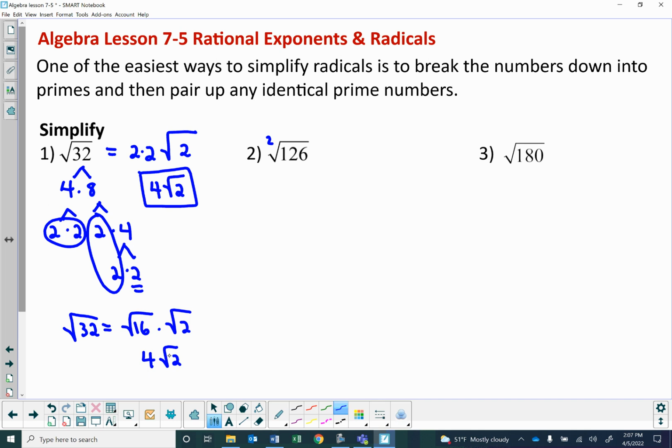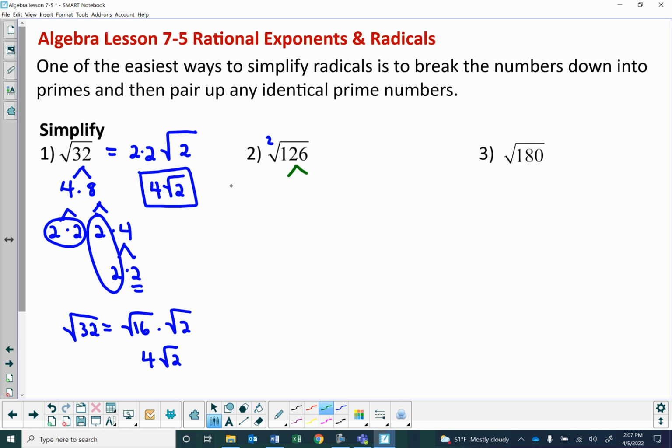Some people will figure it out much better the way I did it the second way, and some people figure it out much better the way I did the first time. Because I get a lot of people who don't understand. They look at the square root of 126 and they're like, I don't know what perfect square times something equals 126. And that's where breaking it down into primes is much easier.